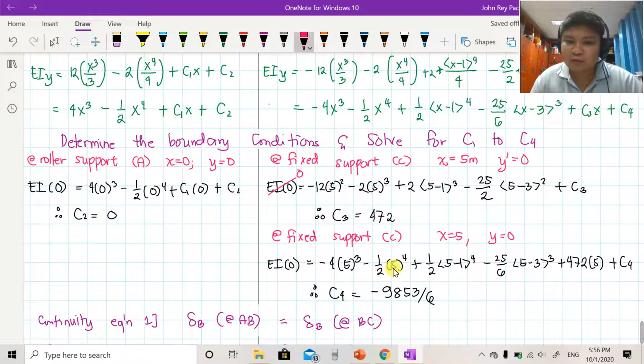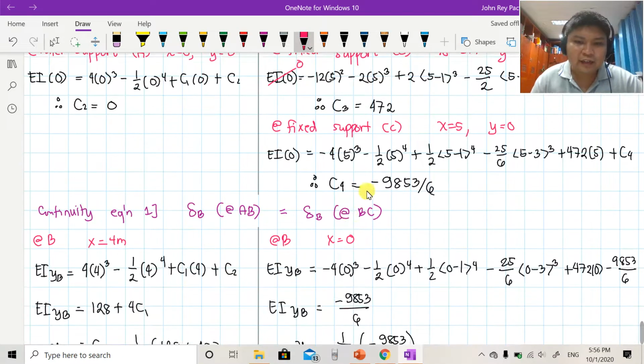So, negative 4 times 5 cubed minus 1 half times 5 to the fourth plus 1 half times (5 minus 1) to the fourth minus 25 over 6 times (5 minus 3) cubed plus 472 times 5. Remember na yung C3 is 472, plus C sub 4. Ang ending, ang C sub 4 natin is magiging negative 9853 over 6. Okay? So, meron na tayong C2, meron na tayong C3, and meron na tayong C4. So, ang kailangan na lang natin is yung value ng C1.